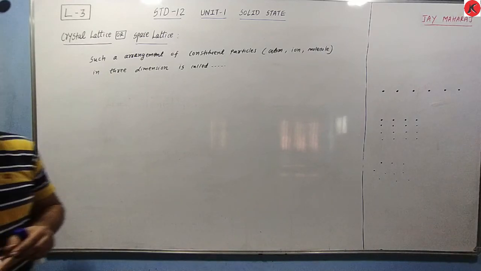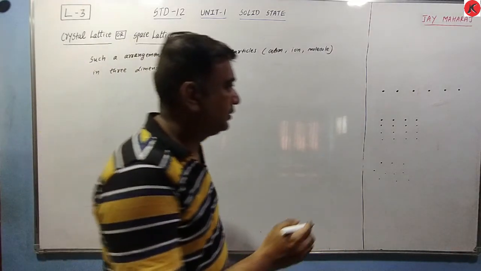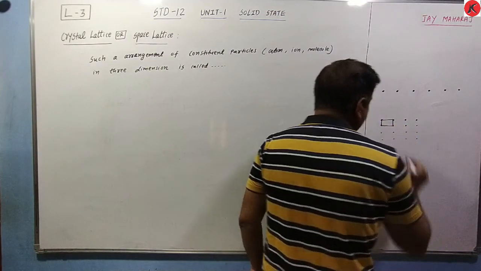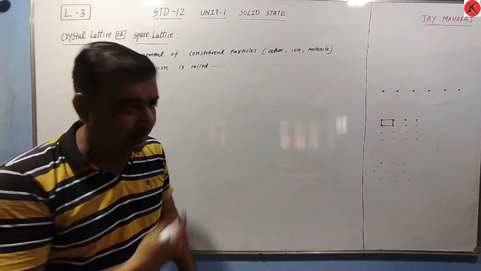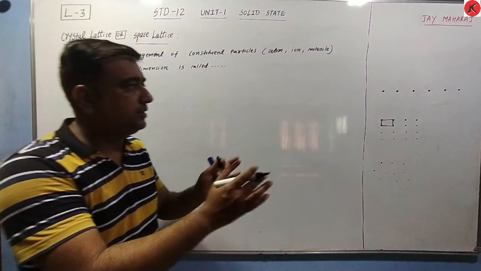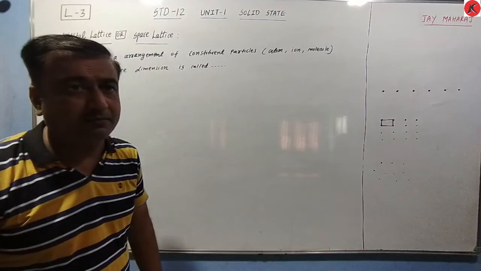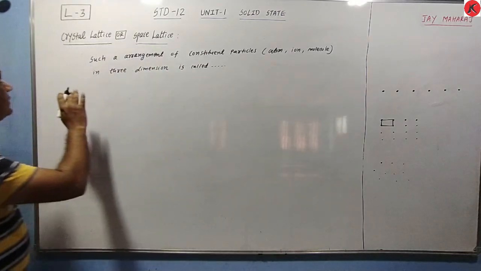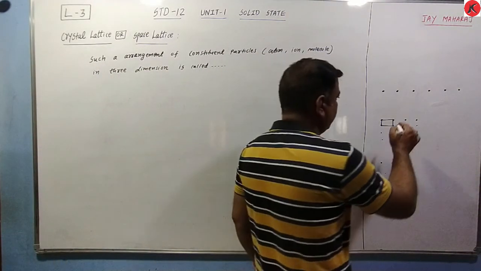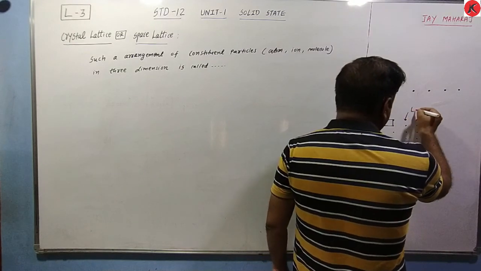This type of arrangement will be regular in two dimension, like this is rectangle shape, square shape, rhombus, parallelogram. That means different types of shape are produced. That means crystal lattice means such a regular arrangement of constituent particles in three dimensions is called crystal lattice. This is known as lattice point.